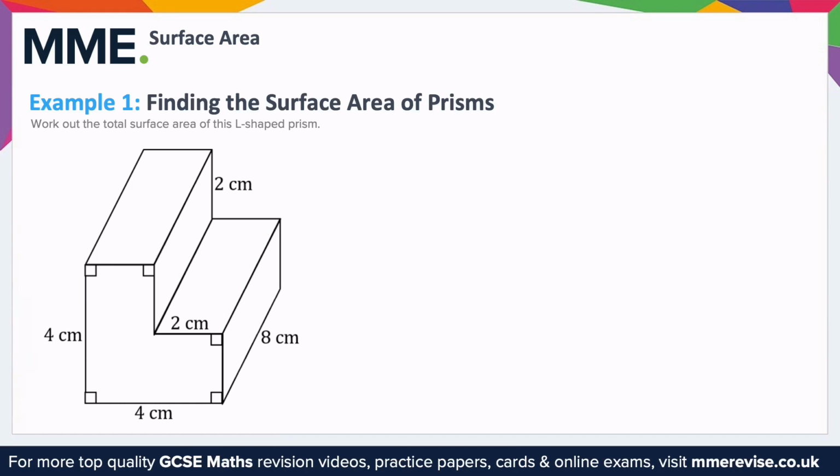Example 1, finding the surface area of prisms. So here we've got an L-shaped prism and we need to work out the total surface area. This is quite a complicated L-shaped prism because you've got lots of different faces, all of different sizes. However, remember the first step is to find the area of the base of the prism, or in this case the end because of the way it's been represented.